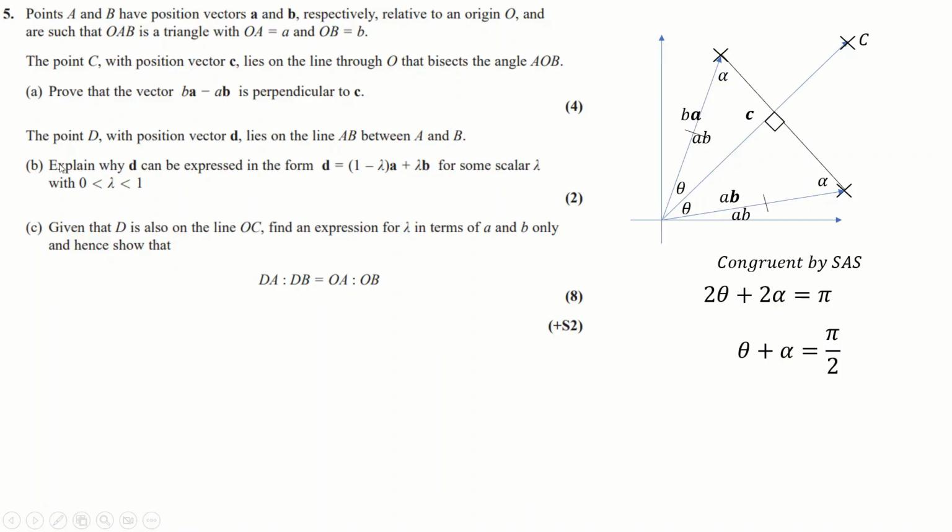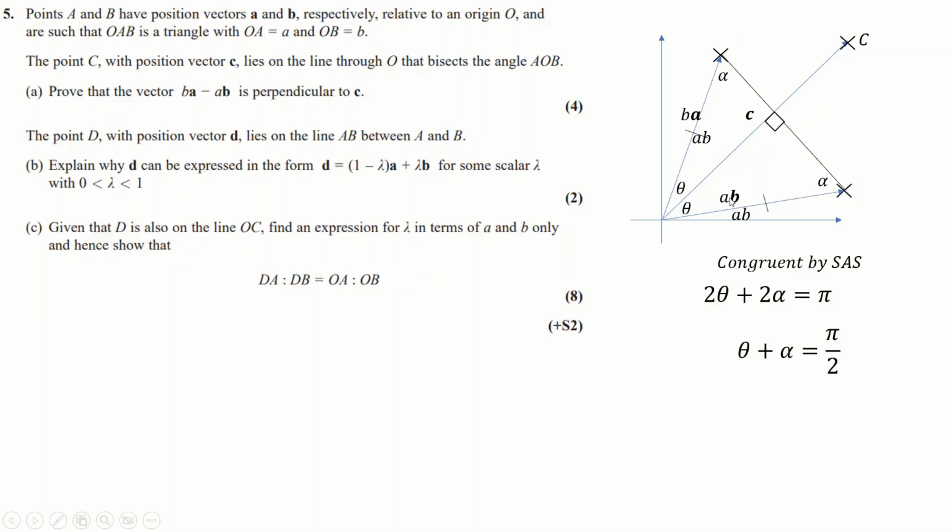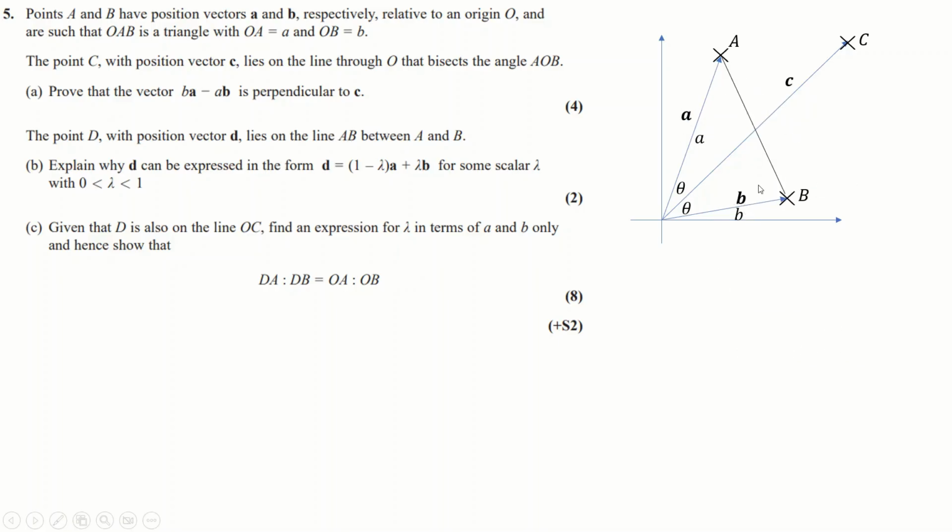The next bit, D, is on AB. So we'll go back to our original picture, so we won't scale it up anymore. We'll go back to the original picture, which was this. D is somewhere on AB, and the vector from there to there is D.